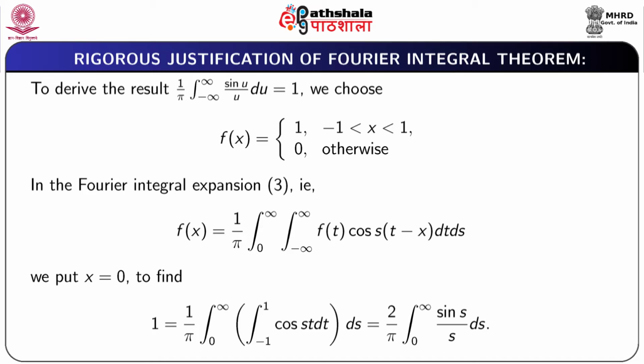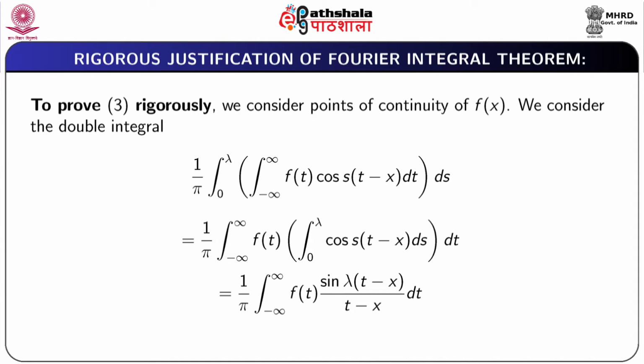So, in the double integral on the right hand side, we have proved the two lemmas, and now we shall prove the Fourier integral theorem rigorously. To prove this rigorously, we consider the point of continuity of f(x). For this, we consider the double integral 1/π ∫ from 0 to λ ∫ from −∞ to +∞ f(t) cos s(t − x) dt ds.